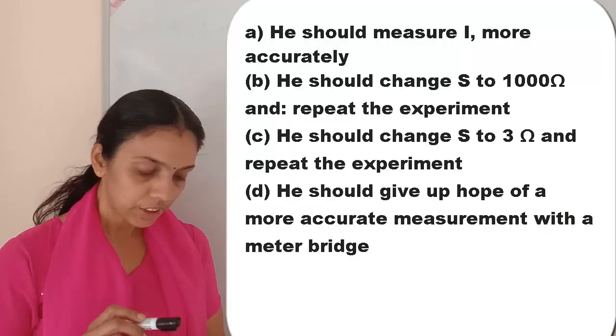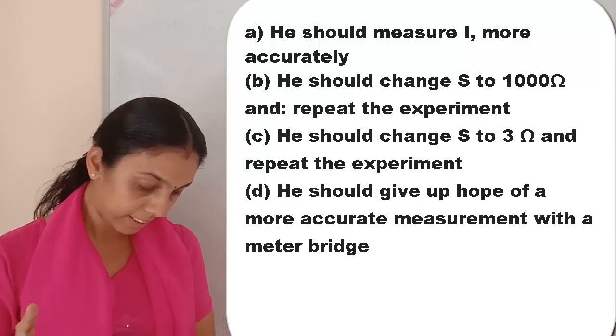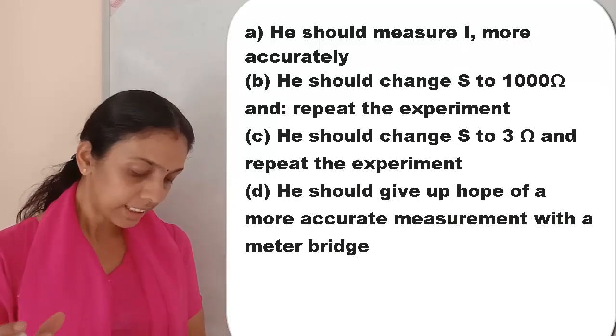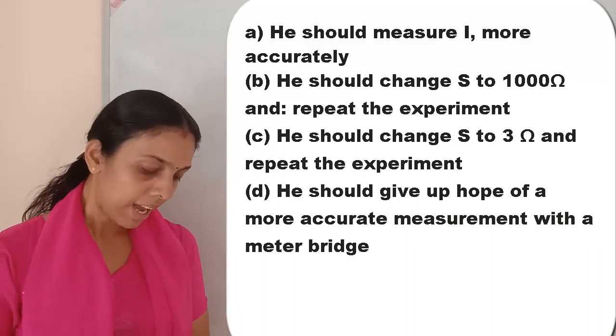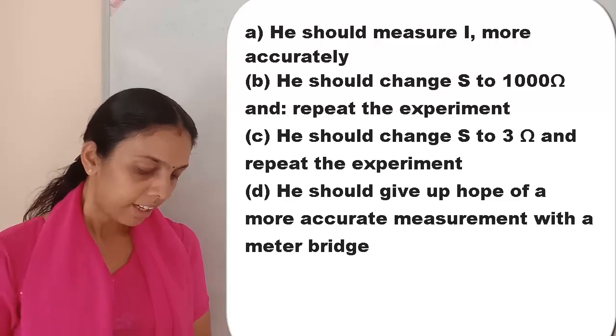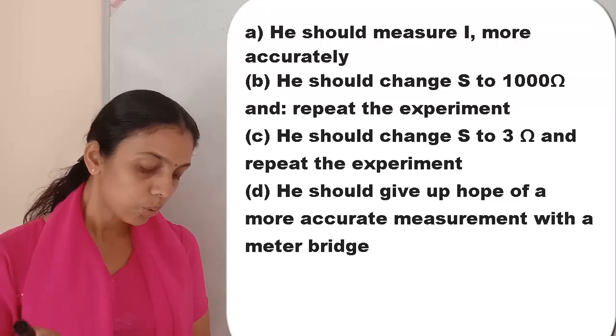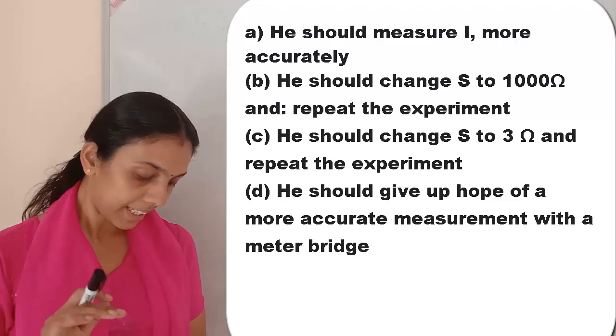He should measure L1 more accurately. He should change S to 1000 ohm and repeat the experiment. He should change S to 3 ohm and repeat the experiment.